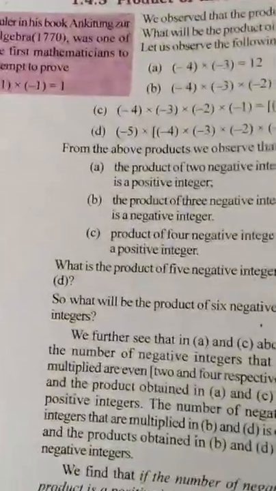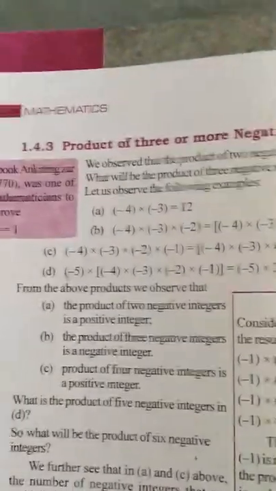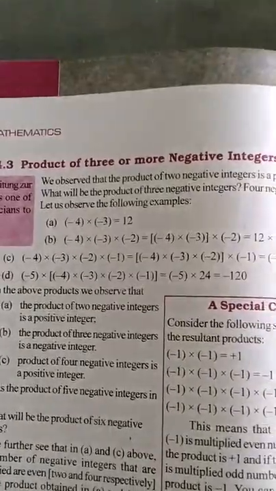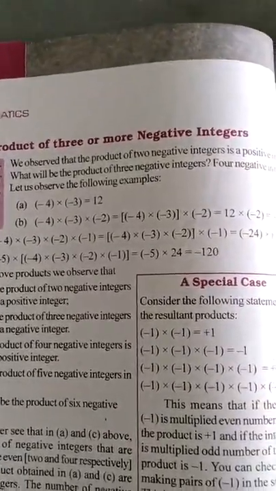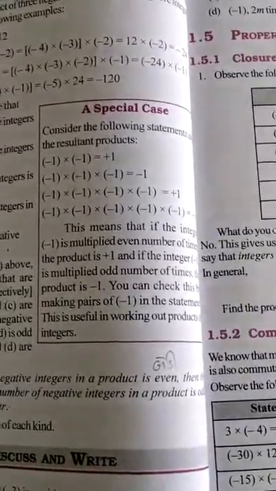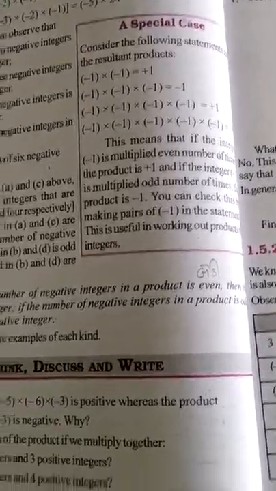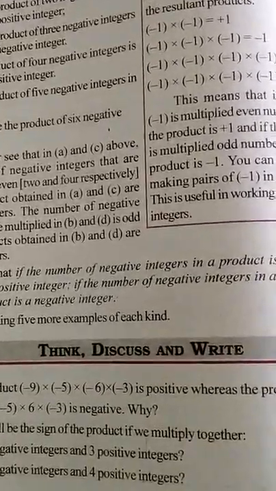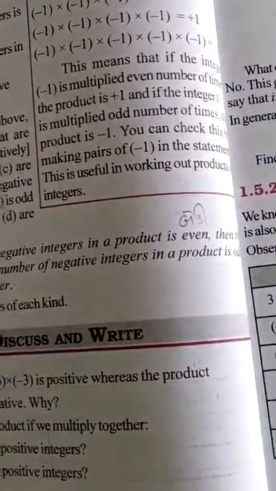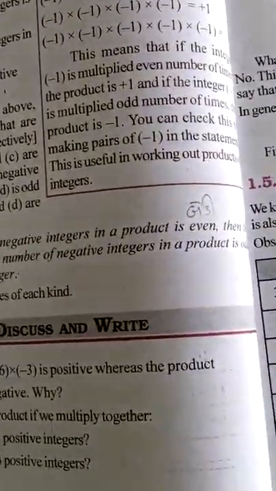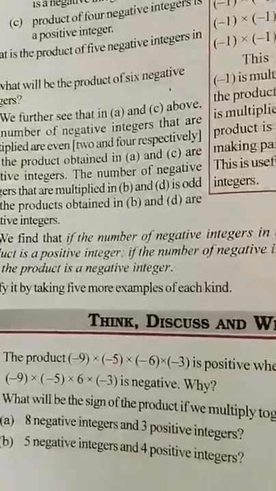So what we will learn, our last topic: product of three or more negative integers. Okay, this is the special case. So we had learned that if the number of negative integers in a product is even, then the answer is positive. Okay, if the number of negative integers in a product is odd, then the answer is negative.